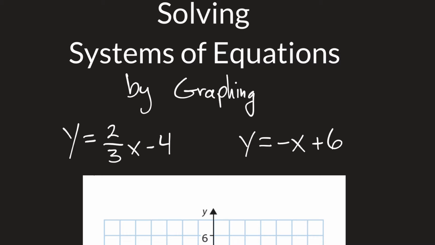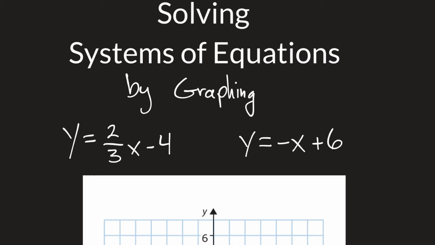And I'm going to graph two different equations here. One of them is going to be y equals 2/3 x minus 4, and the other one's going to be y equals negative x plus 6. And I'm going to focus on this first one here. So I'll just move this on up here.